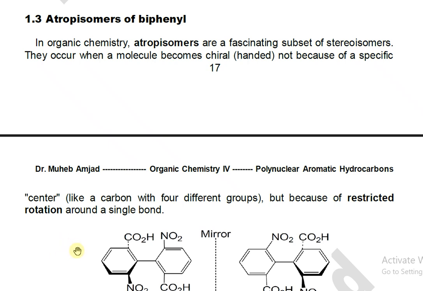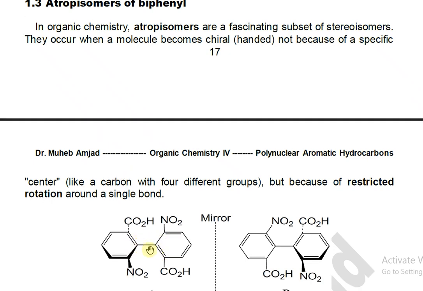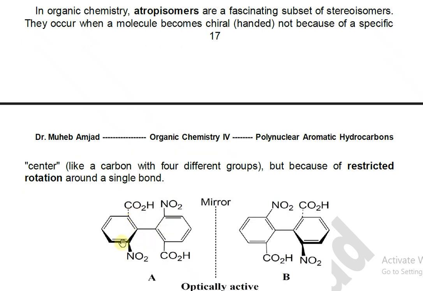So here the stereoisomerism will happen not for this type of molecule that has a carbon with four different groups. Okay, stereogenic center atom: a carbon atom that has four different groups. But here it happens because we have restricted rotation around the carbon-carbon bond here. Okay, the carbon-carbon bond, there is no free rotation for this carbon-carbon single bond.